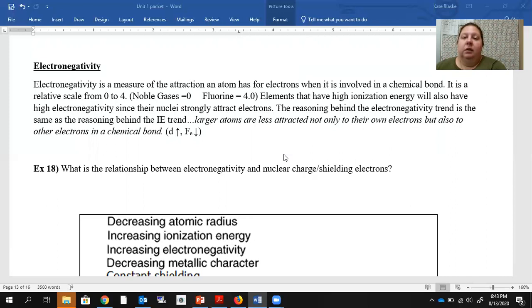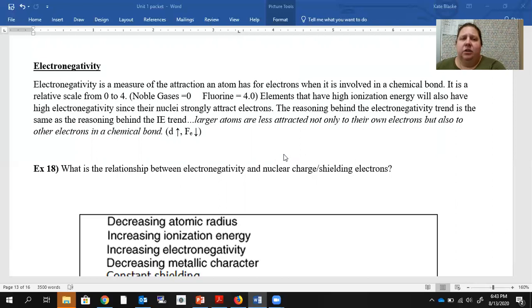Fluorine on the periodic table has the highest electronegativity. It's on a made-up scale. It doesn't really have a unit or mean anything. Fluorine has an electronegativity of 4. The noble gases, we do not talk about electronegativity for those gases since they already have their full octet and their full energy level. They're not really going to be attracted to gaining more electrons, even though they can form bonds.